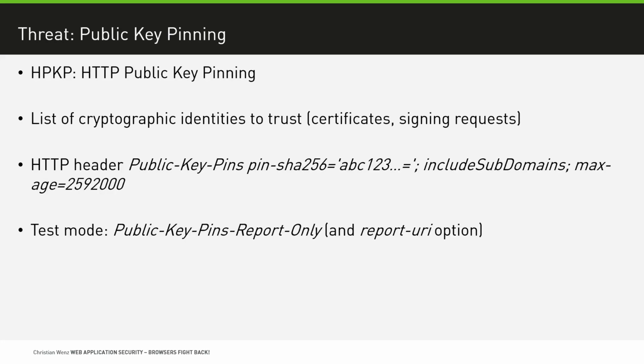One additional aspect, and I would like to cover it briefly, is HTTP public key pinning. The basic idea is that if you have certificates or signing requests or other cryptographic entities, HTTP public key pinning provides a list of those entities which can be trusted. If you have an HTTPS certificate, you can use the HTTP header Public-Key-Pins, and you provide just the hash of your certificate.